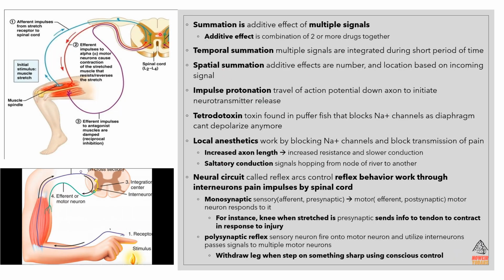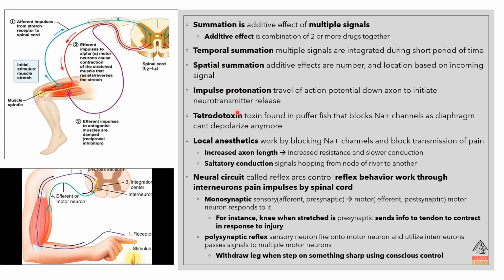All right. So summation is basically an additive effect of multiple signals. What is an additive effect? It's a combination of two or more drugs together. So basically just having two or more drugs that affect your neural system, and summation is basically a combination of multiple signals. So you have temporal summation, where multiple signals are integrated during a short period of time. Spatial summation, where additive effects are numbered, and location are based on incoming signal.